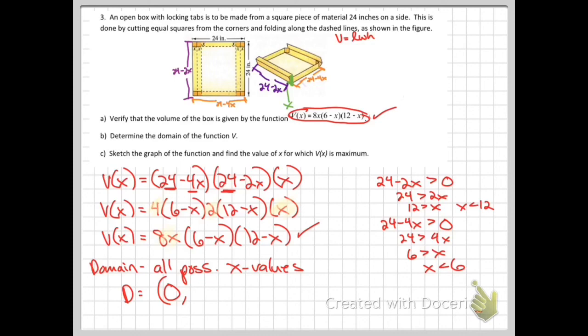So theoretically, on this one, I could plug numbers all the way up to 12. But as soon as I hit 6 on this one, this edge is going to disappear. The 24 minus 4x edge is going to disappear. So I can't go any bigger than 6. And since x can't actually equal 6, I need a parenthesis.